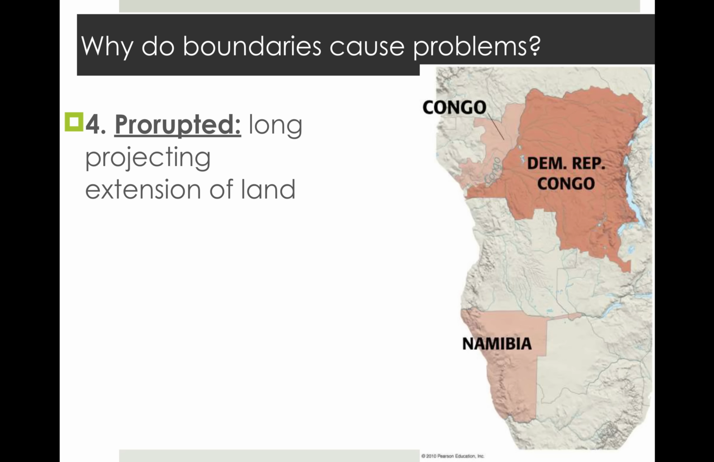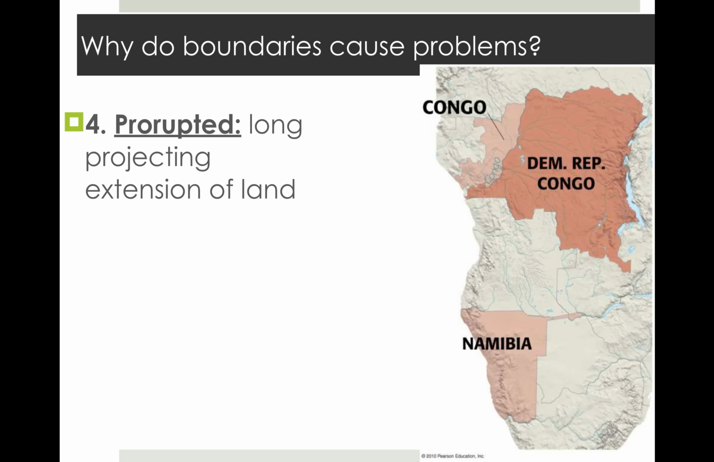Another shape of a state is called a prorupted state. A prorupted state is one that has a large projecting extension of land. Let's look at the example there of Namibia. You'll notice in Namibia, I know you can't see the arrow on this part, but envision me circling Namibia right now.